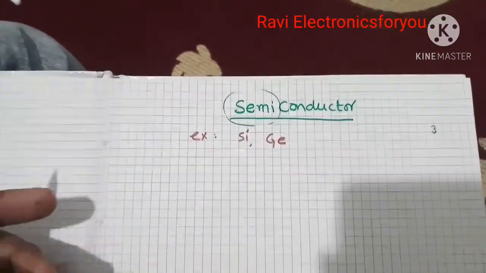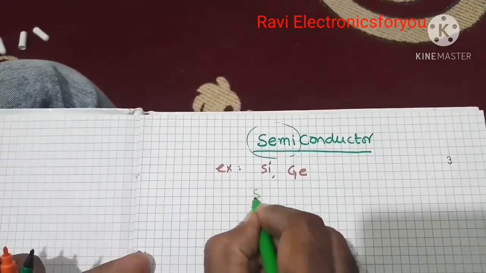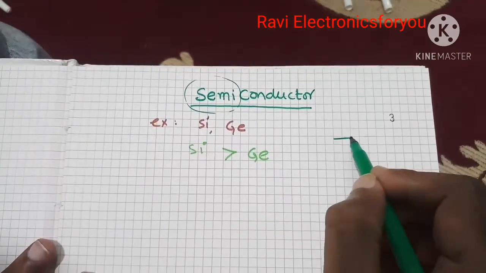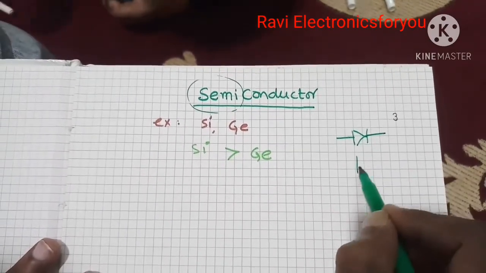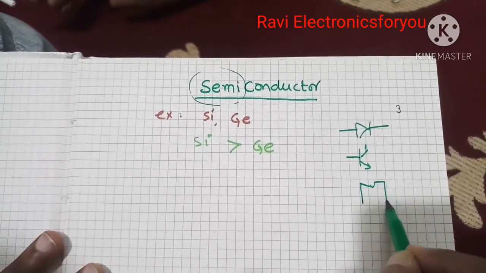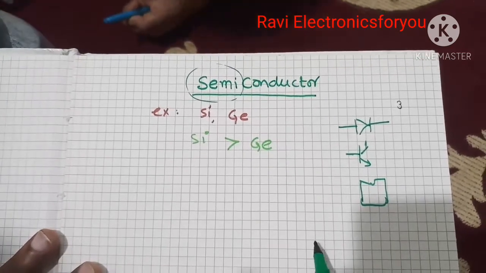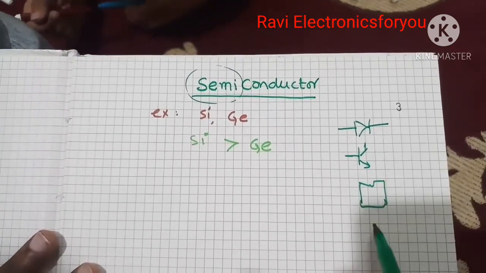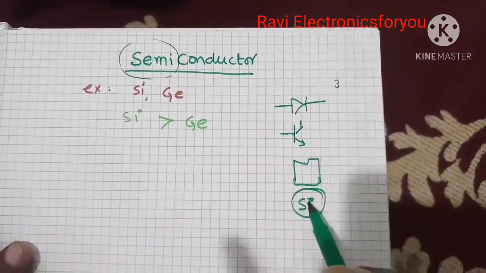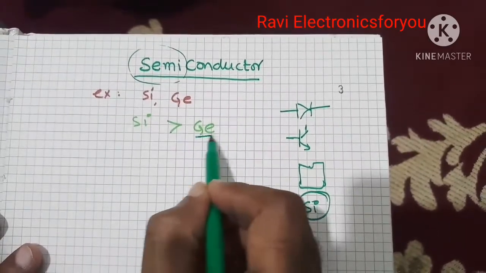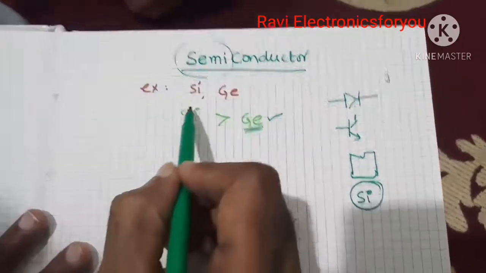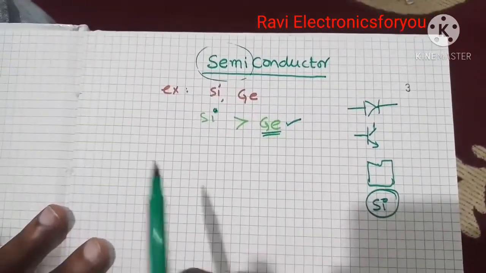Now we are going to see why silicon is preferred over germanium. Components, for example, diode, transistor, and any ICs, majorly these things are fabricated with silicon material. Mostly only silicon material is preferred over germanium.